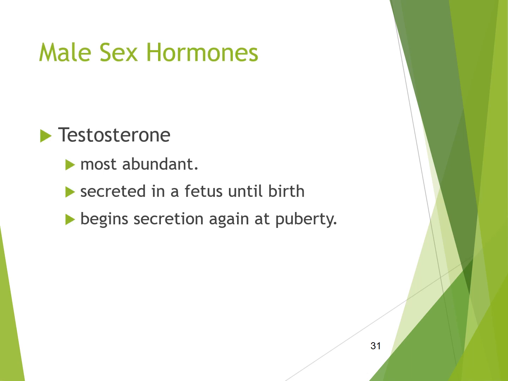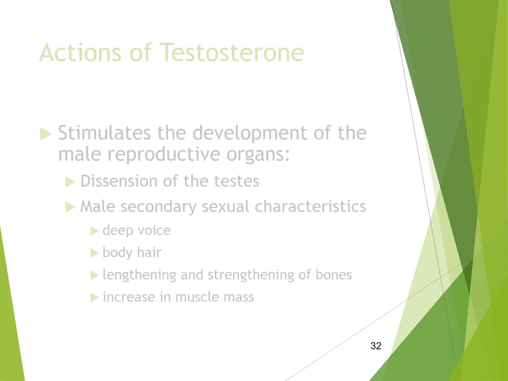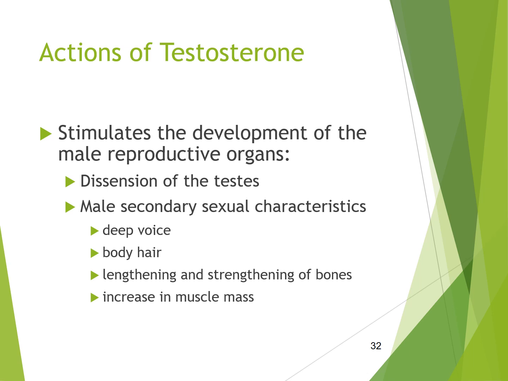Testosterone is the most abundant male sex hormone. It's secreted in a fetus until birth and then is not secreted again until puberty. Testosterone stimulates the development of the male reproductive organs, the descent of the testes, and then at puberty, it stimulates the secondary sexual characteristics. These include deepening of the voice, production of body hair, lengthening and straightening of bones, and an increase in muscle mass.